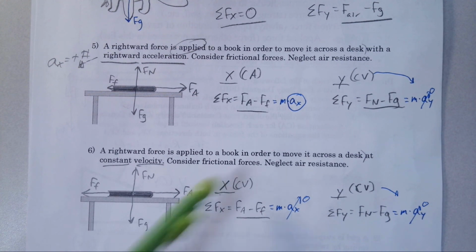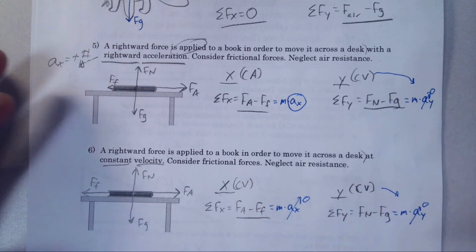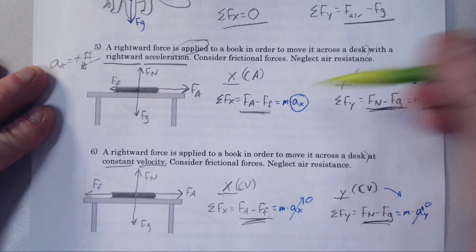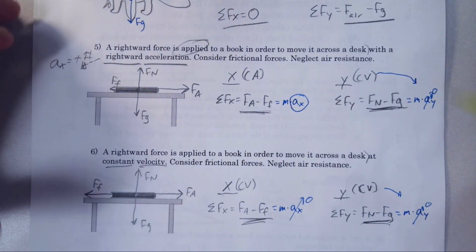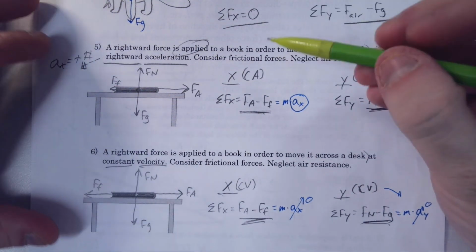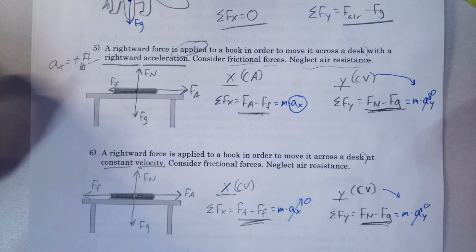However, number 5 says it is with a rightward acceleration, basically saying that our a of x is going to be a positive number. We're still only concentrating on this part of the forces. I'll discuss the parts that are in blue here a little bit later. So we do have an applied force. It's a rightward acceleration. It says consider friction, so we'll have friction and we'll neglect air resistance. So if I was going through my checklist saying, do we have gravity?